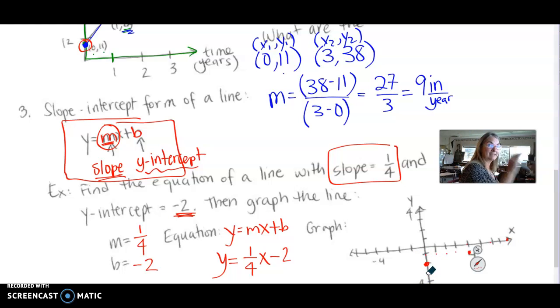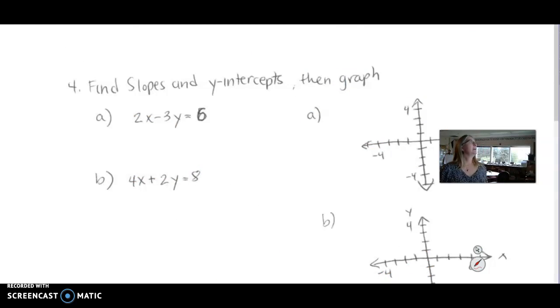1, 2, 3. I ran out of points here, and I can also go down 1 and to the left, that's a negative over a negative, which is a positive. Sometimes you have to do that because your graph paper doesn't fit if you're trying to go up and over. So you can always remember to go down and to the left if that works better for you. All right, so that's slope-intercept form of an equation of a line.